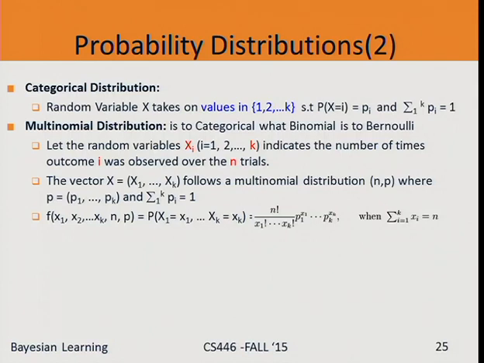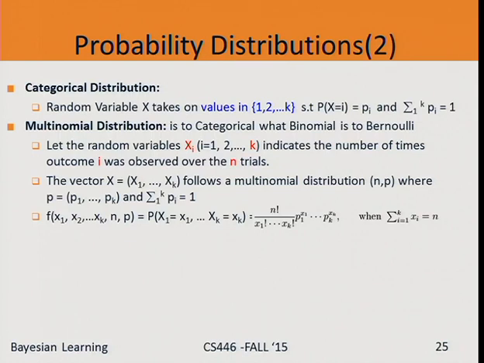Xi will take one of k values, and it indicates the number of times i was observed when I did n categorical trials. So I'm recording the outcome of these experiments in this vector. The vector x is x1 up to xk that gives me the outcomes of my categorical trials. So it follows the multinomial distribution with parameters N and P, where P is a vector of k numbers that sum to 1.